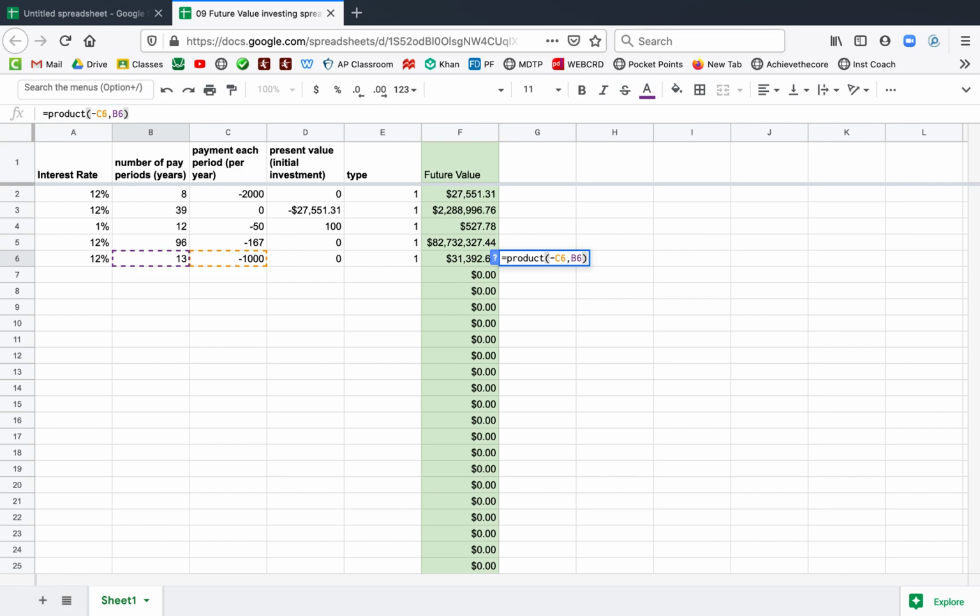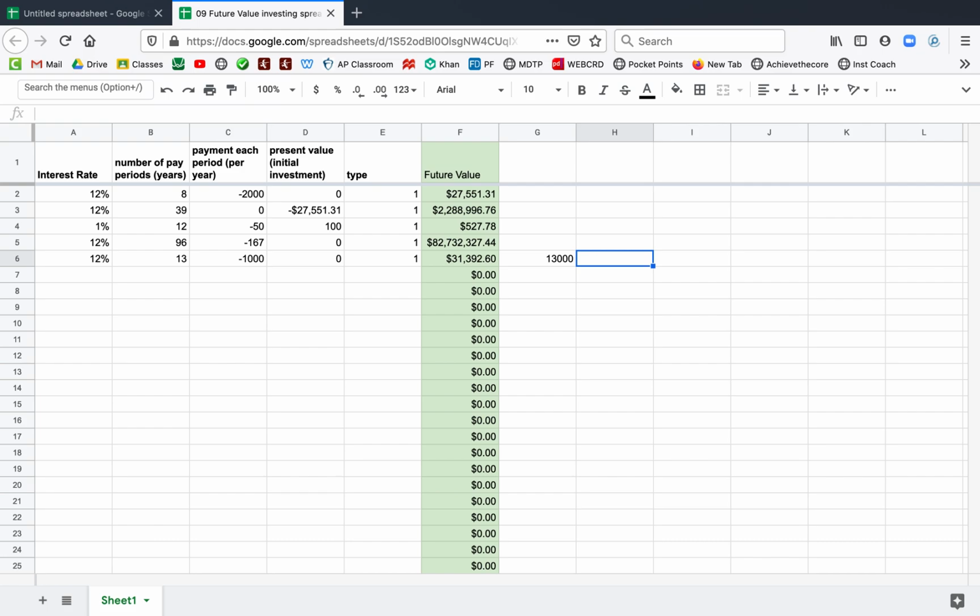And so in this formula, since it says product, it's going to take the number in C6 and the number in B6 and multiply them together. The C6 corresponds to the column, which is C. So this is column C, and then row 6. This is row 6. And so there's the amount. So if I press enter, it'll tell me how much money I actually put into it. So this is kind of neat. This is how much money I actually put in after 13 years, and this is how much money it has become.